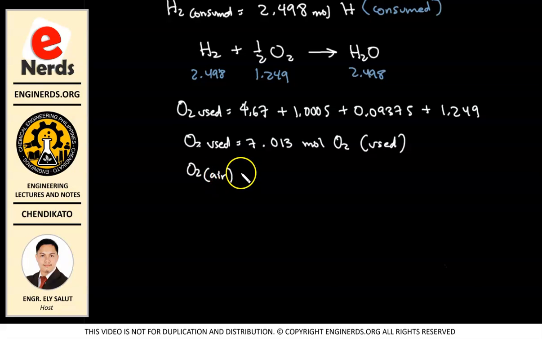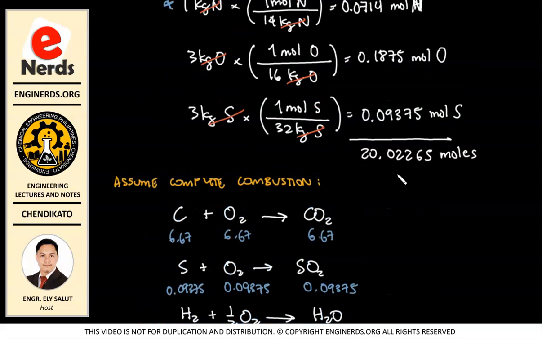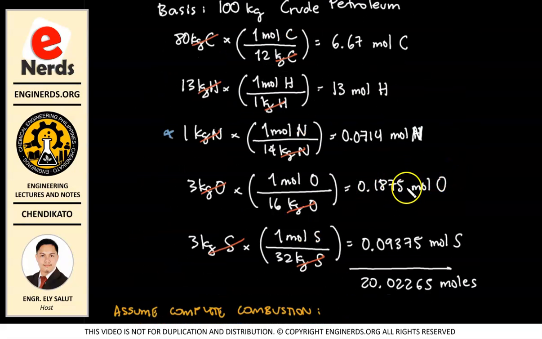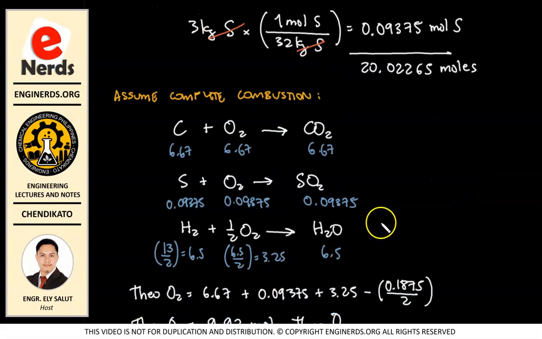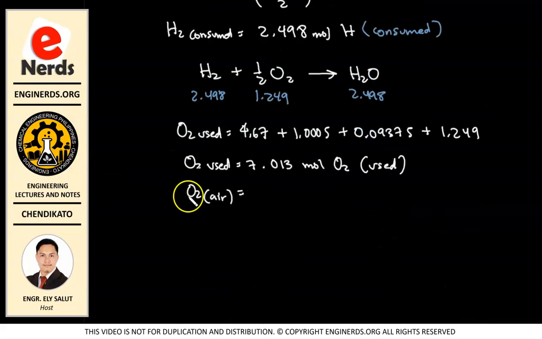We can do that by first determining how much O2 is from air. And how are we going to find out this value? We know how much O2 is used, and the O2 used is coming from two sources. One is coming from air and one is coming from the oxygen which is already in our fuel, which is equal to 0.1875 single atom of oxygen. So let us use that.